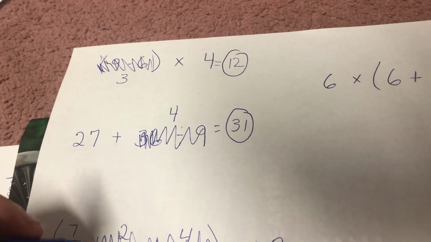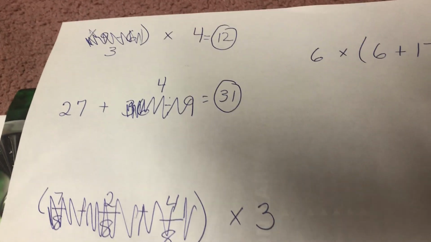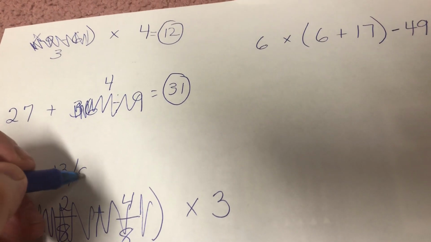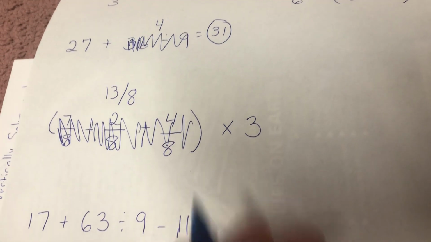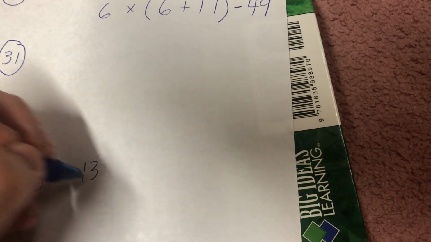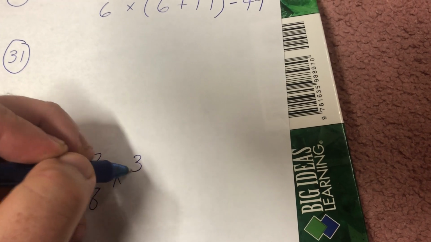Okay, 7 plus 2 is 9, plus 4 is 13. And so this whole thing becomes 13 over 8. All right, well, so that leaves me with 13 over 8 times 3. So I'm going to do a little scratch work. 13 over 8 times 3.